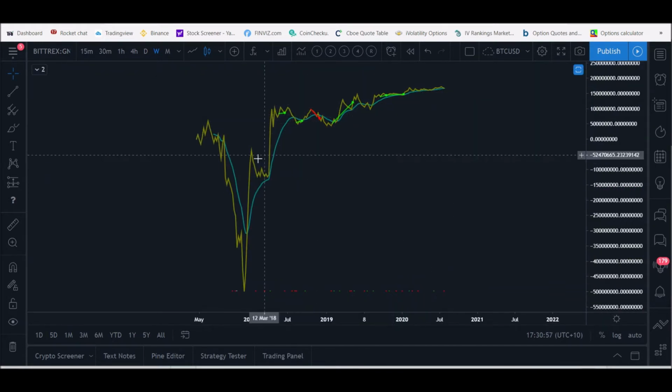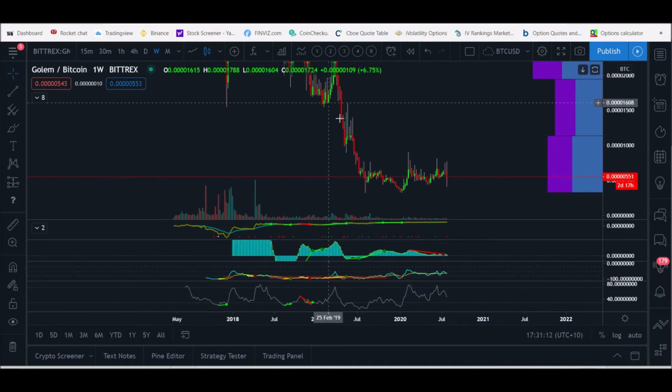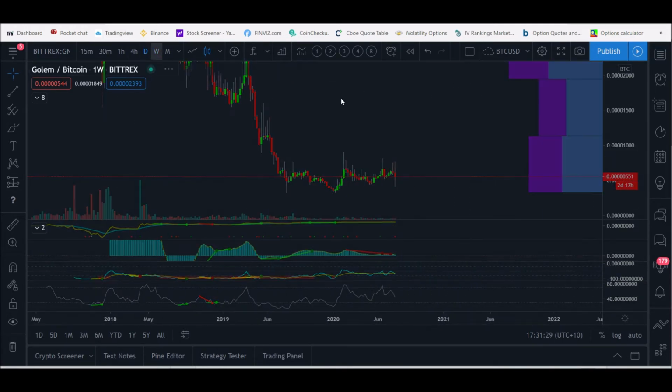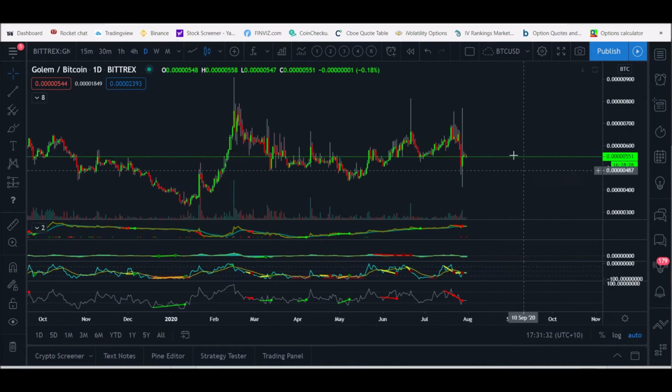So someone has been accumulating. We can see OBV rising. So this is the zero level here. Money has been pouring into Golem since May 2018, continually rising here. I do like to see that while price is going down, on balance volume is moving higher. So it does look like we are kind of in no man's land, both in Williams percentage R and RSI. If I was to be a buyer of this, I would be.